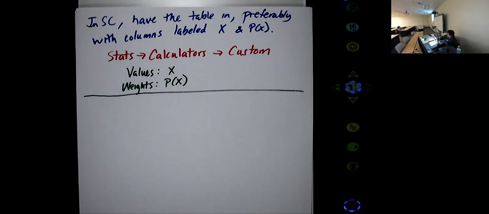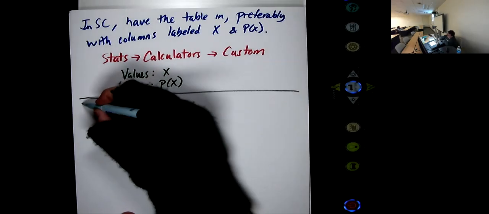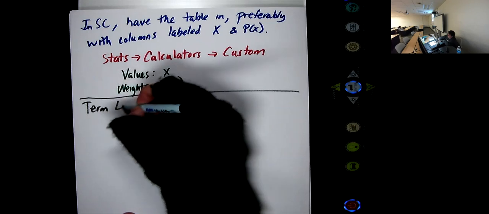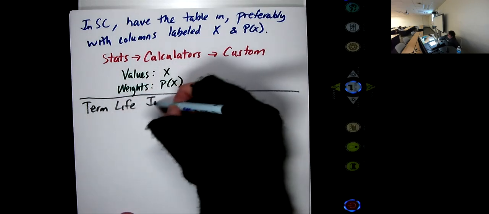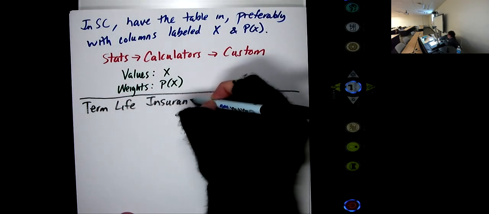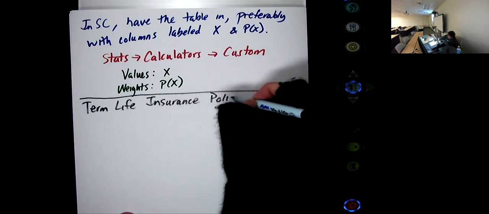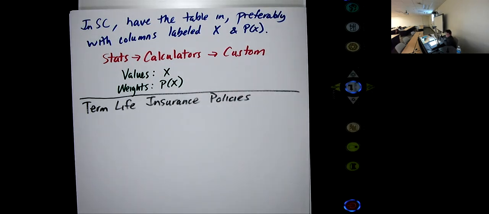All right. Next example is term life insurance policies. And I'm going to throw out this black pen too. I don't have an extra black pen. So we are doing red, blue, and green for the rest of the day.